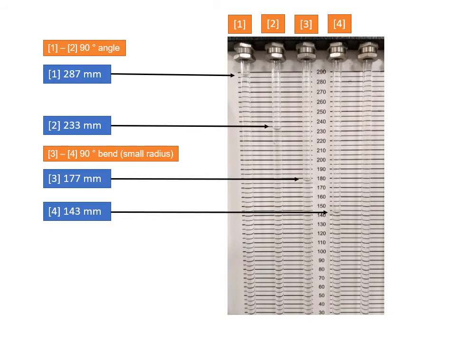Here you can see the manometer bank, and you can see that the first 4 manometers are used to measure the differential pressure between positions 1 and 2 and 3 and 4. So just to remind you that 1 and 2 refer to the 90-degree angle, and 3 and 4 refer to the 90-degree bend with a small radius.